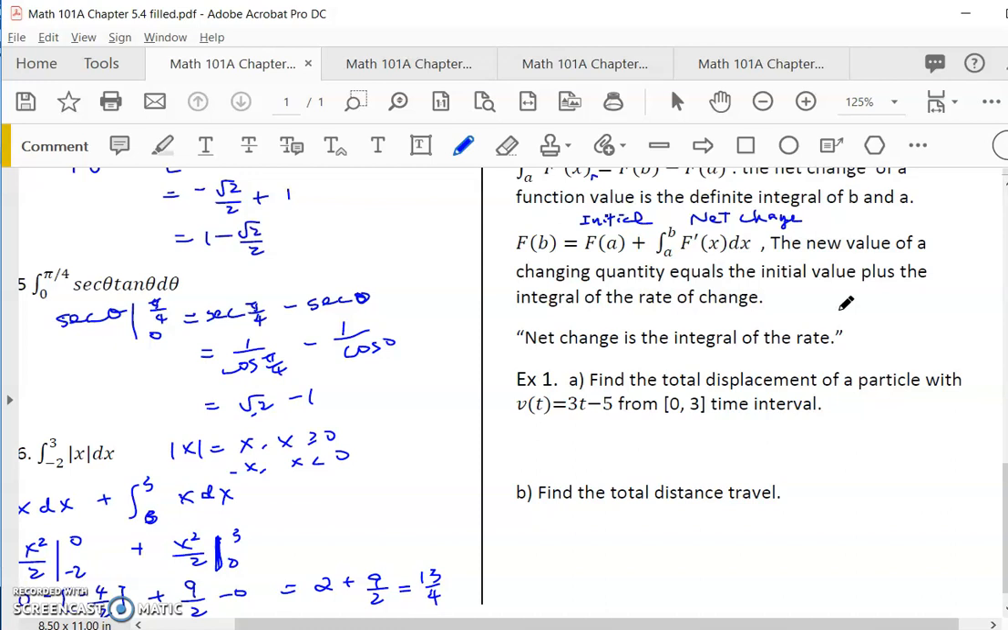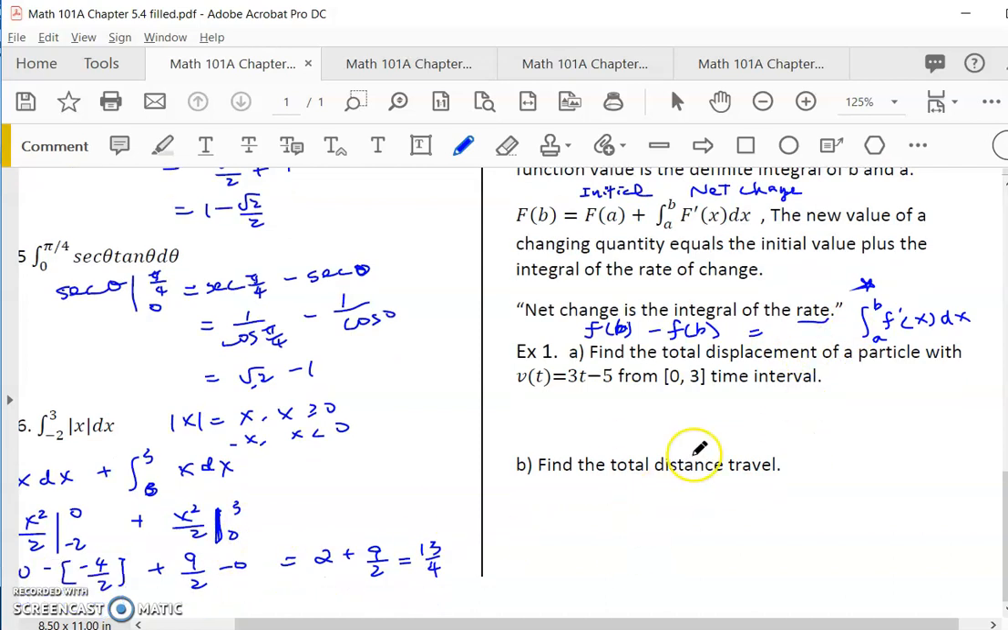So all in all, the net change idea is how to find net change. Net change is the definite integral of the rate. So if you want to find f of b minus f of a and you don't know how to do it, you would take the rate of f, which is f prime of x dx, and integrate from a to b. Okay, so that's the main idea.